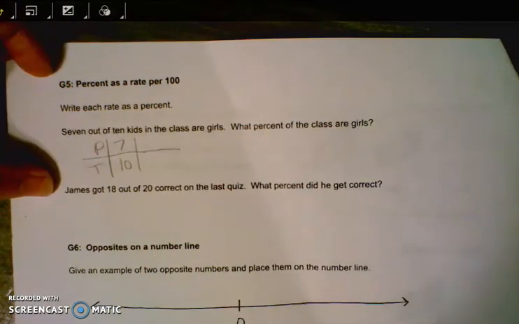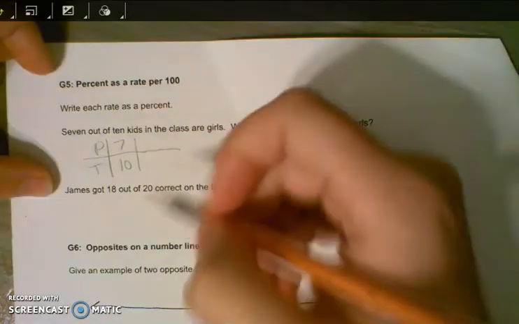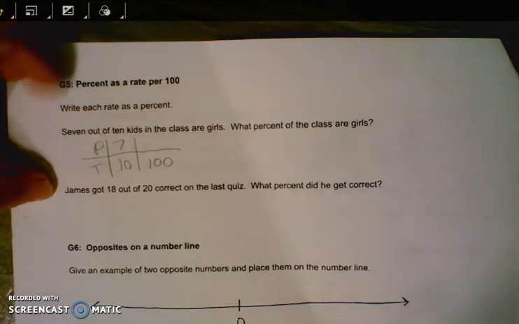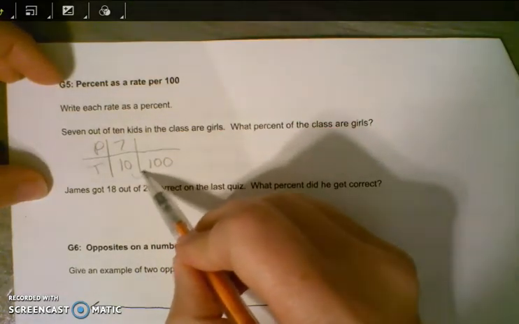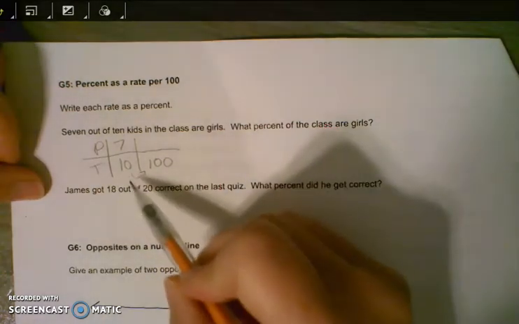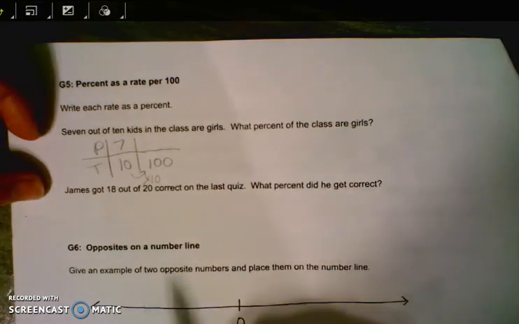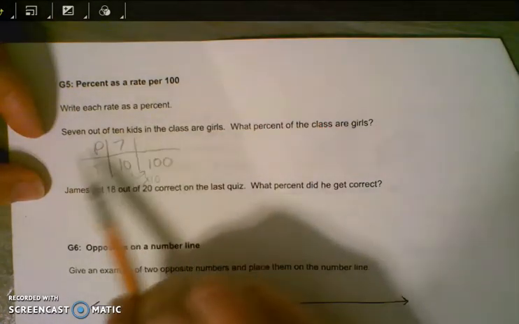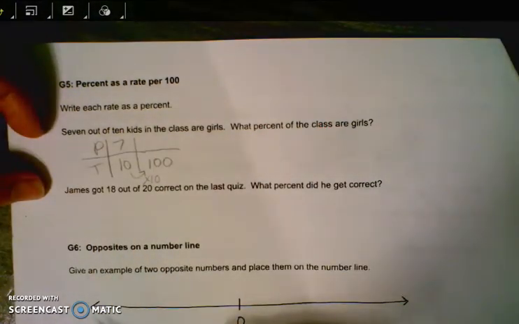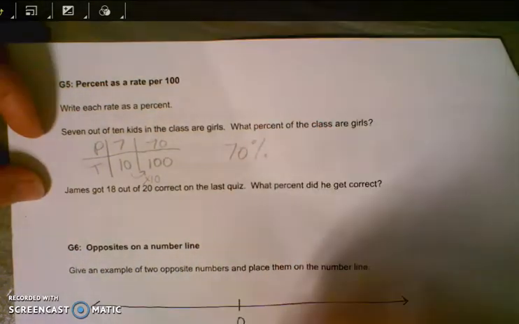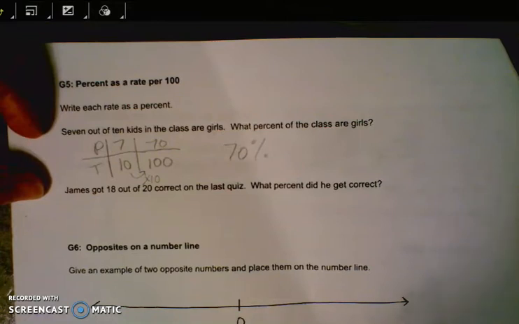And when we're talking about a percent, it's always a number out of 100. So I'm going to change that into a number out of 100. I know that to scale this up using my ratio thinking, I would have to multiply 10 times 10 to get to 100. If I'm making the whole class 10 times bigger, I also need to make the number of girls 10 times bigger. So that would be 70. So 70% of the class would be girls if there were 7 out of 10 kids that were girls.